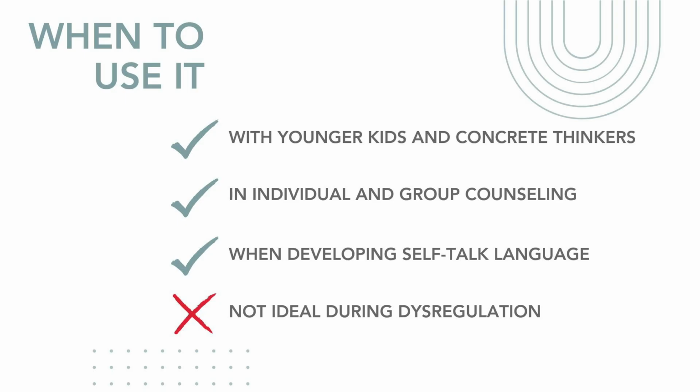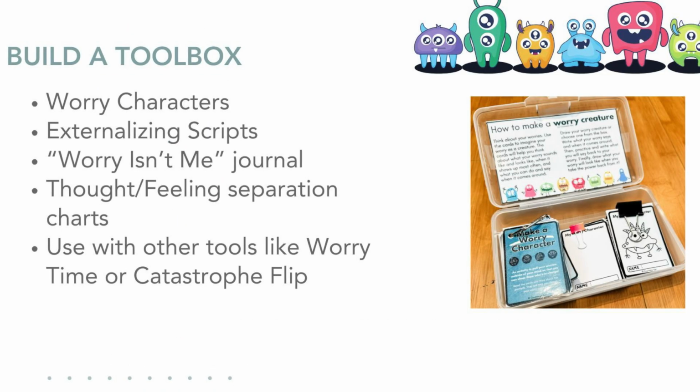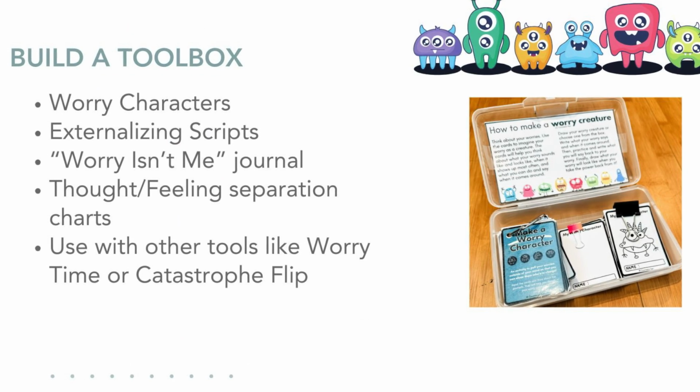Externalizing our anxiety and using this worry creature idea is really great with younger students and concrete thinkers. We can do this in individual sessions or in group counseling, and it's really helpful when we want our students to develop that self-talk language that they can use when they are feeling anxious. Obviously, if a student is feeling really dysregulated and anxious in the moment, we're not going to start asking them to create a character. This is something that we do in the safety of our counseling office so that we can explore it when they are feeling regulated, and we can help them develop the language in the safety of the session. This is another strategy that's great for students to have in their toolbox.